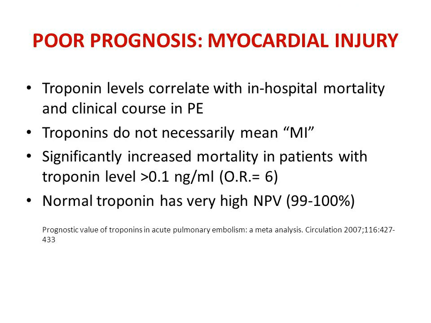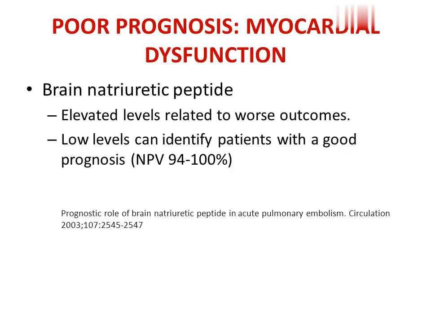Prognostic value of troponins in acute pulmonary embolism, a meta-analysis. Circulation 2007, 116, 427 to 433. Poor prognosis, myocardial dysfunction.